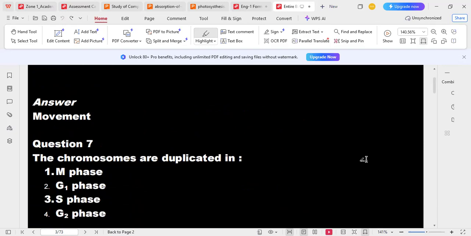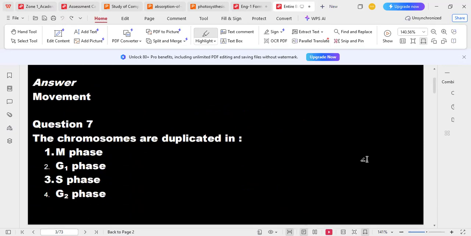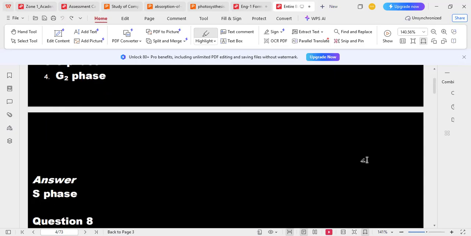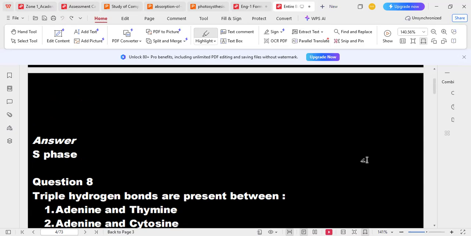It's movement. Now coming to the question, chromosomes are duplicated in which phase? There is M phase, that is mitosis phase; G1 phase, that is growth 1 phase or gap 1 phase; S phase, that is our synthesis phase; and G2 phase, that is growth 2 phase or gap 2 phase. It is S phase, that is the synthesis phase.